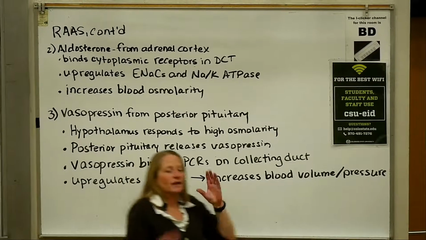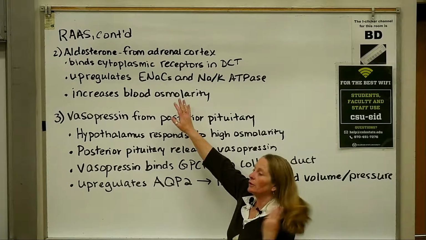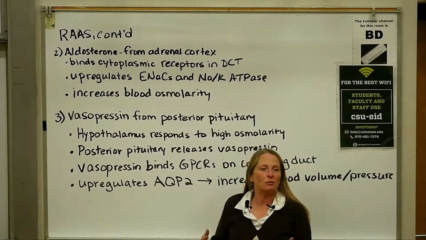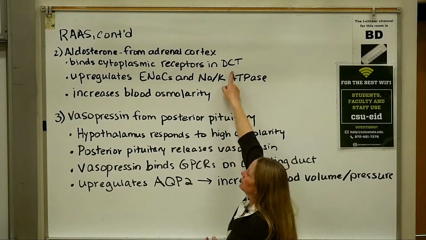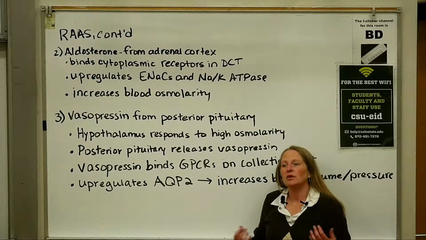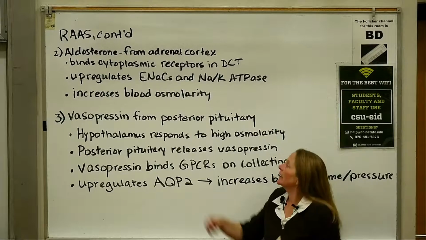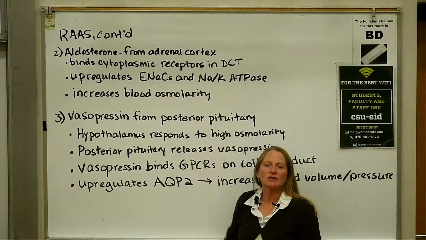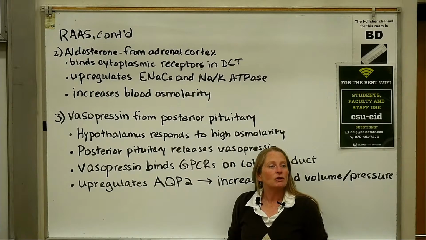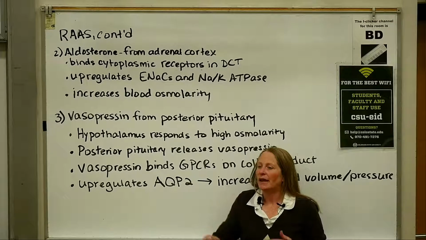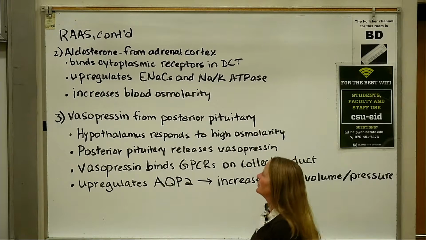The aldosterone is a steroid hormone in the adrenal cortex. Like all steroid hormones, this is going to be able to bind to cytoplasmic receptors because it can pass right through a membrane. It's going to find those receptors in the distal convoluted tubule, and when it binds to them, it's going to act as a transcription factor, and it's going to upregulate the amount of epithelial sodium channels and sodium-potassium ATPase channels that we have in the DCT. So those were our apical and our basolateral channels that we use to push sodium into the cell and then back out so that we could get it into the peritubular capillaries.